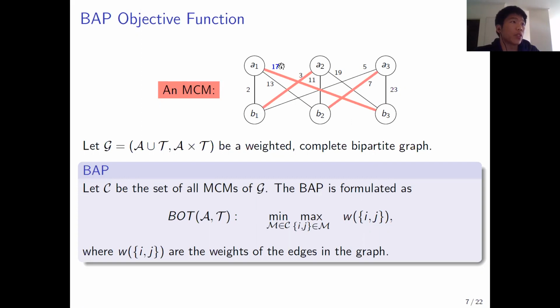If you'll notice also, because we only care about this largest weight in the MCM, the solution to the BAP is not necessarily unique. There may be two MCMs that are both optimal according to the BAP because their largest edges are both 17. Cool, so that is the BAP.